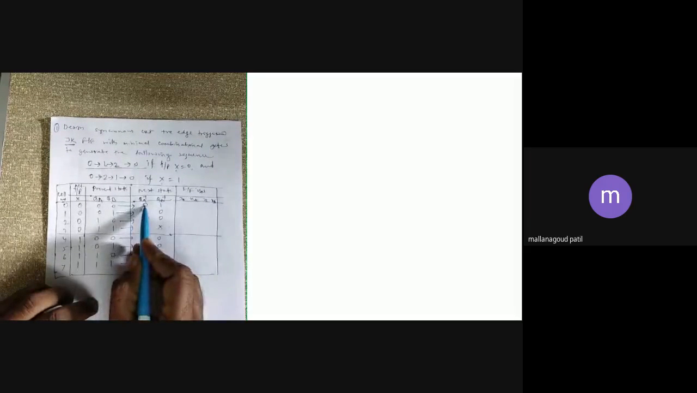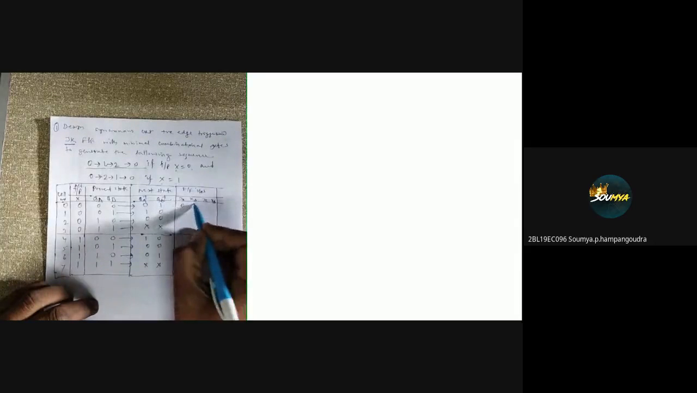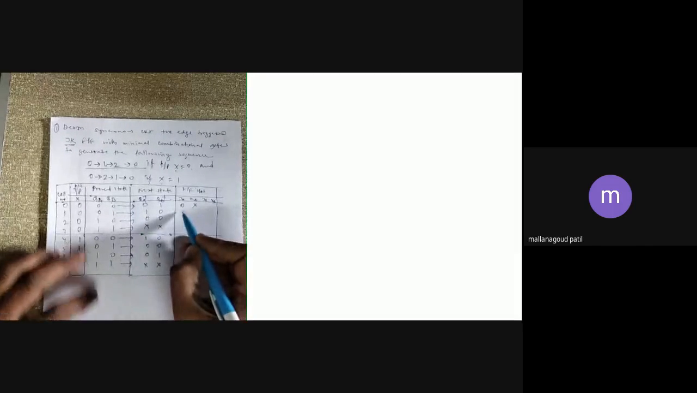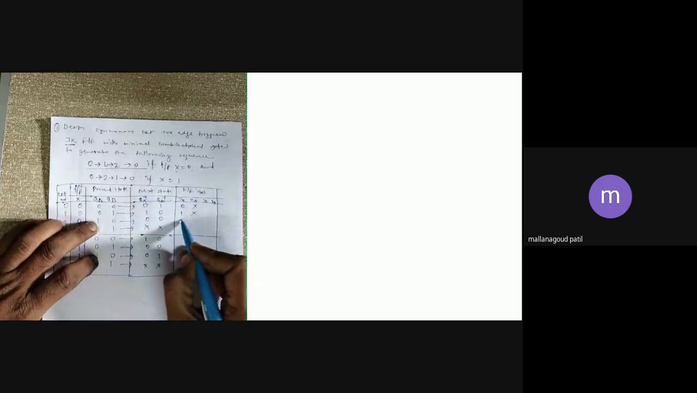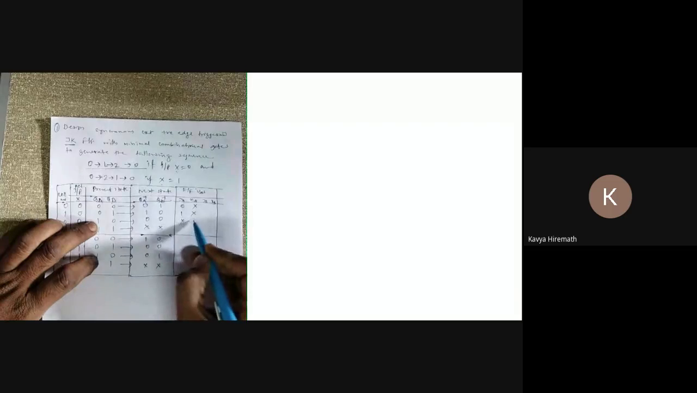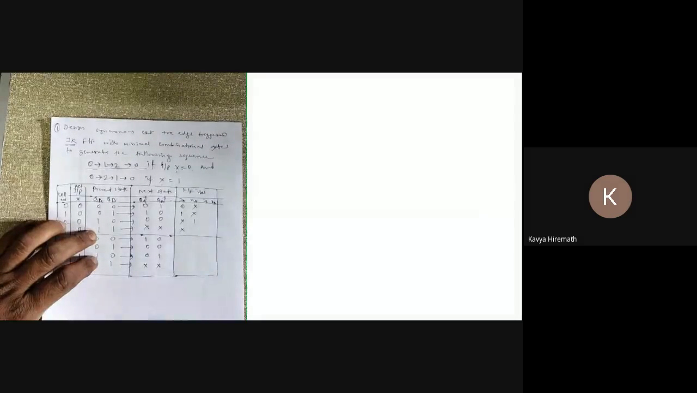QA to QA plus: 0 and don't care, 0 and 0 and don't care, 0 to 1, 1 and don't care, 1 to 0, don't care and 1, 1 and don't care. You write don't care only. When it comes to 1 to don't care, or don't care to don't care, or don't care to 1, or whatever it is, 0, don't care. Directly you can write don't care. These two you can write the don't care.